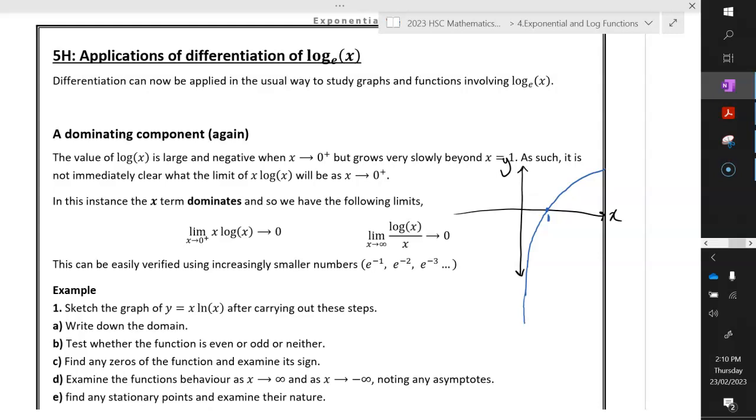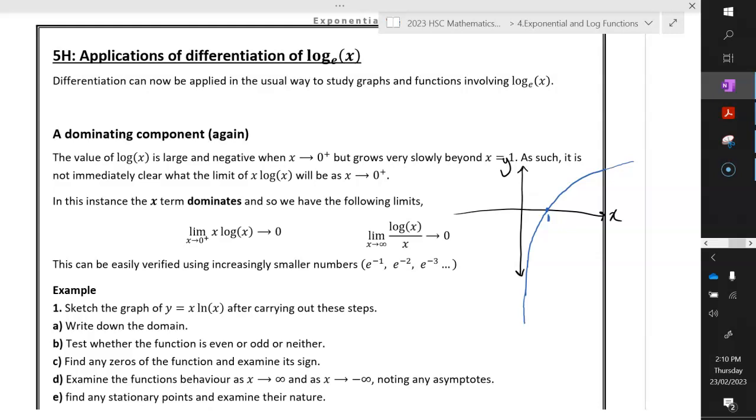We're saying it grows very slowly beyond x equals 1. So once that log curve crosses our point here, (1, 0), it doesn't do what happens down here. It slowly grows, okay, because it's kind of turning as it goes. It's still increasing, but it's growing slowly. It's not growing as quick as, say, an x squared curve would grow.